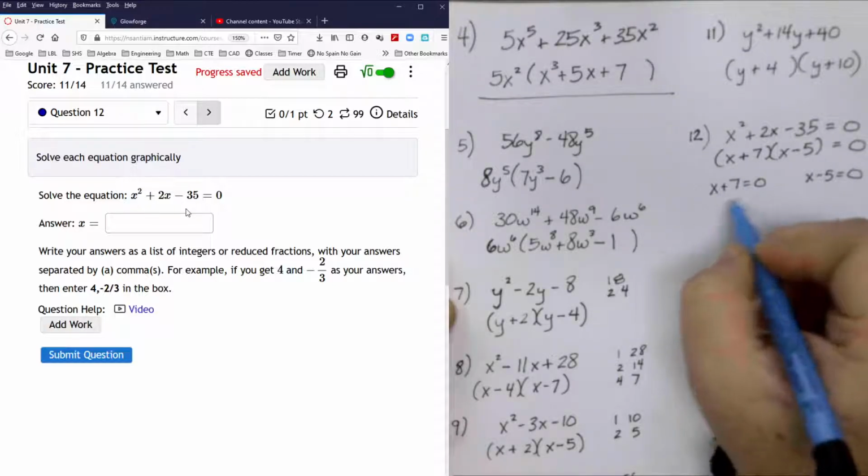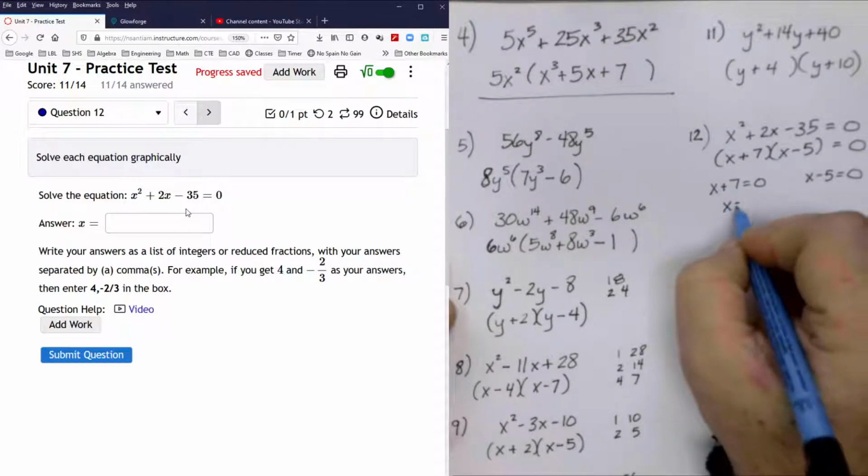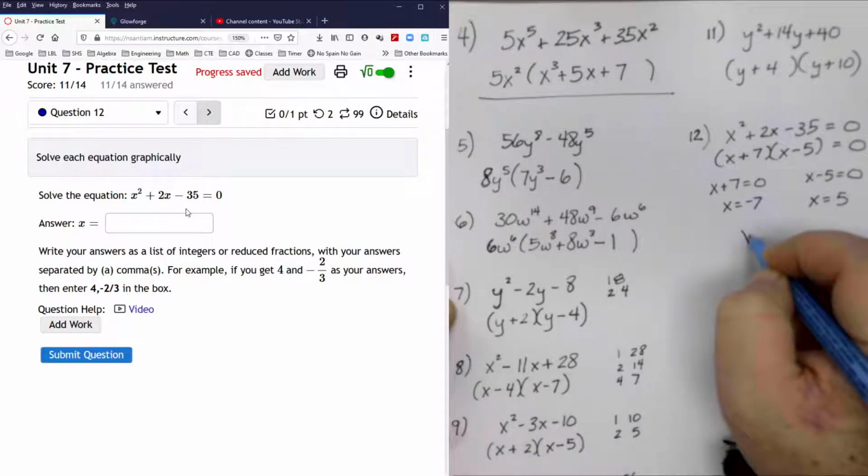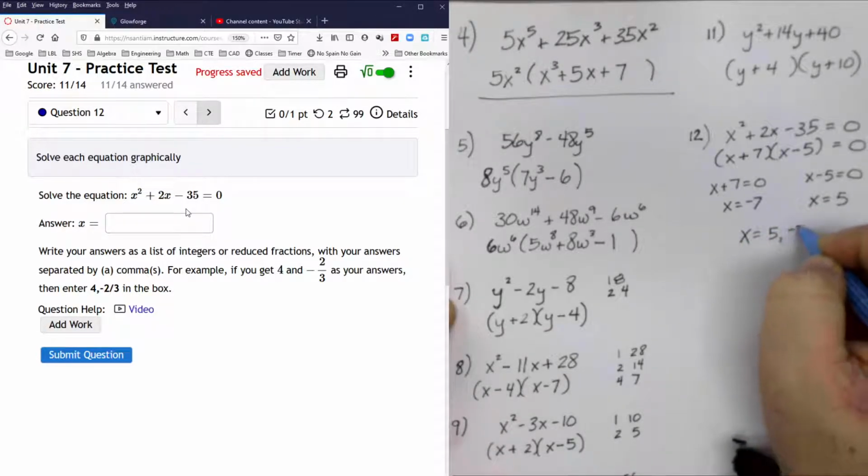And so what would make x plus 7 0? Well, negative 7 would make that 0. And what would make x minus 5 0? Well, x would have to equal 5 there. Okay, so my two solutions for x are going to be 5 or negative 7.